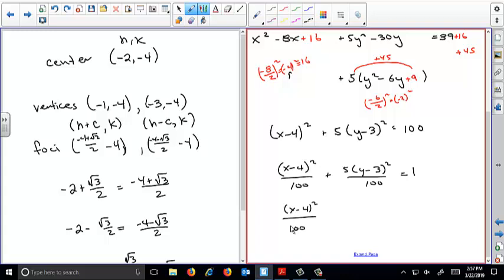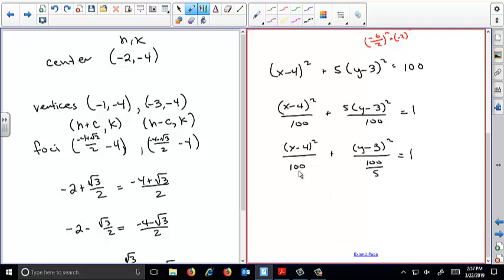Okay. So you'd have y minus 3 squared over 100 divided by 5. Now, I can rewrite, well, I'll just leave that as 100. Okay, don't need to rewrite that. So then you'd have, associated with the y, you'd have 100 divided by 5, which would be 20. Okay, so that's standard form.